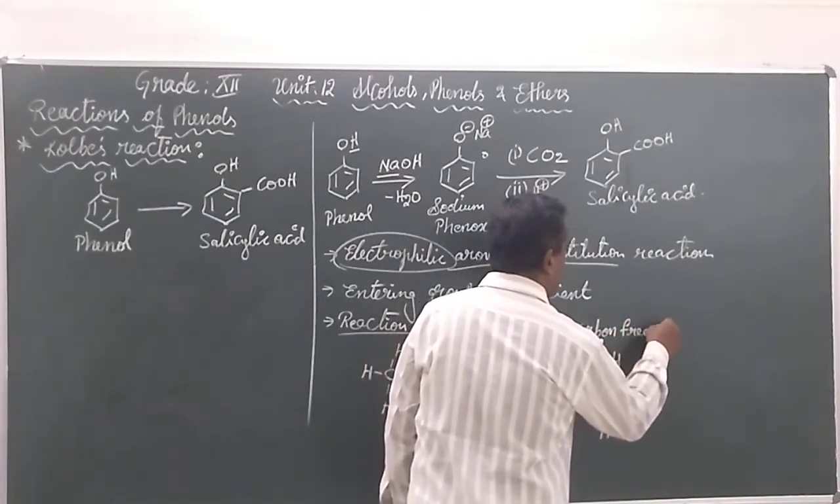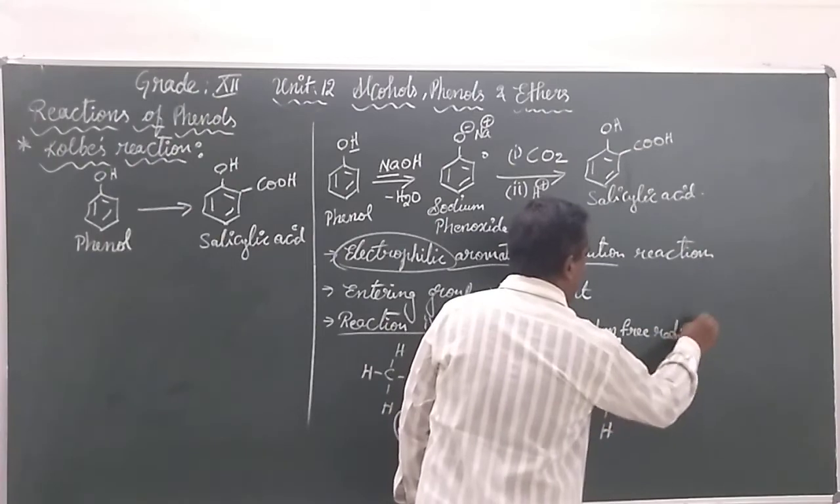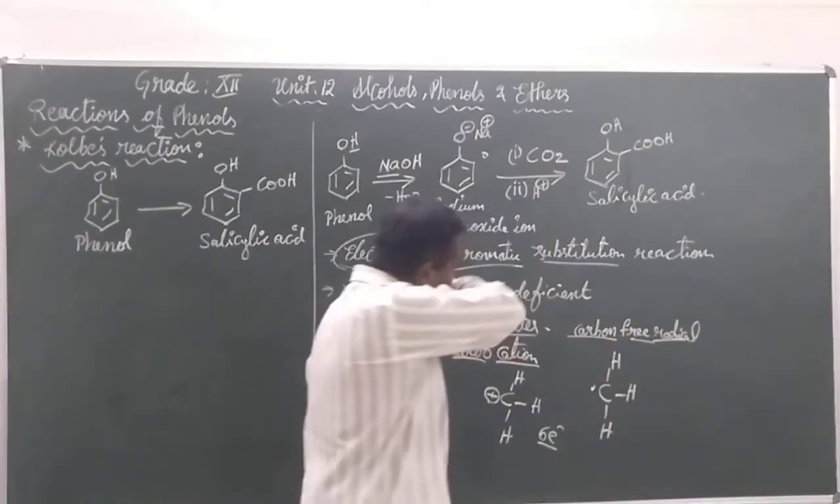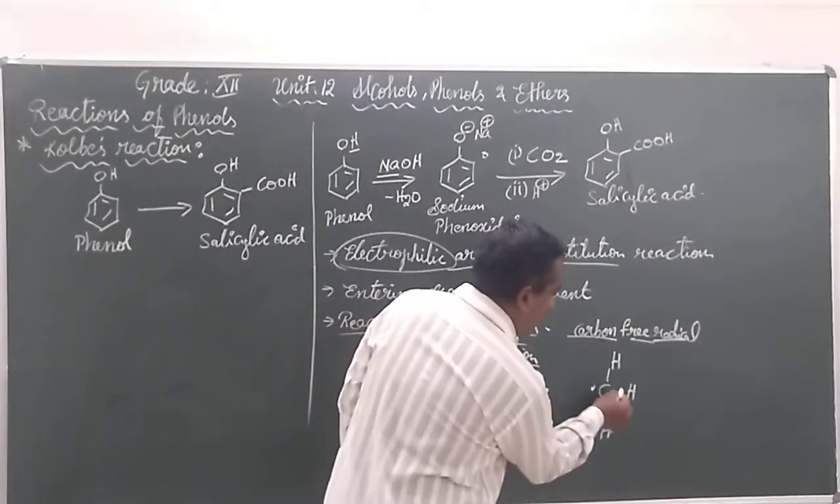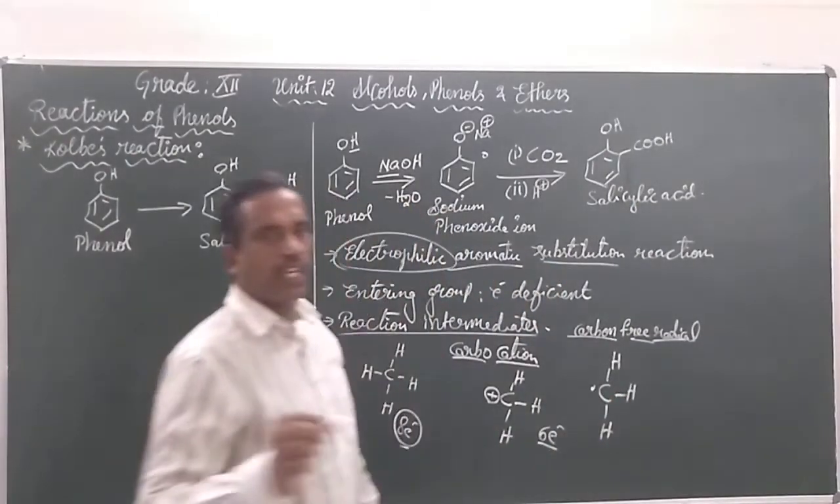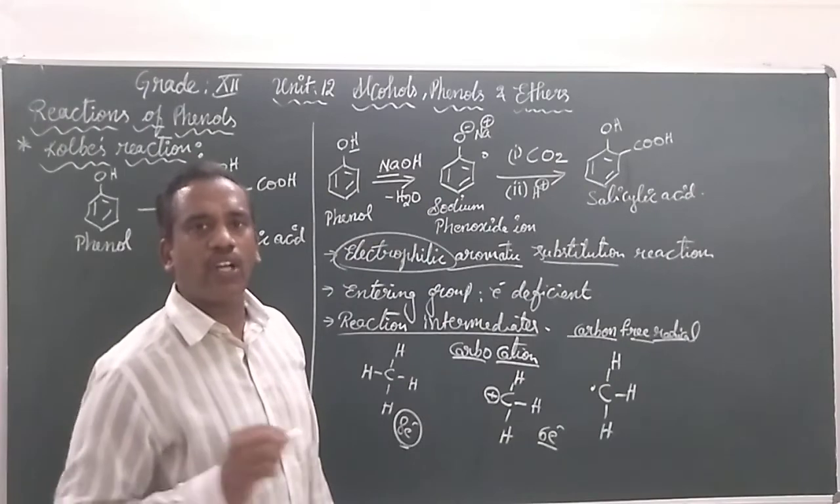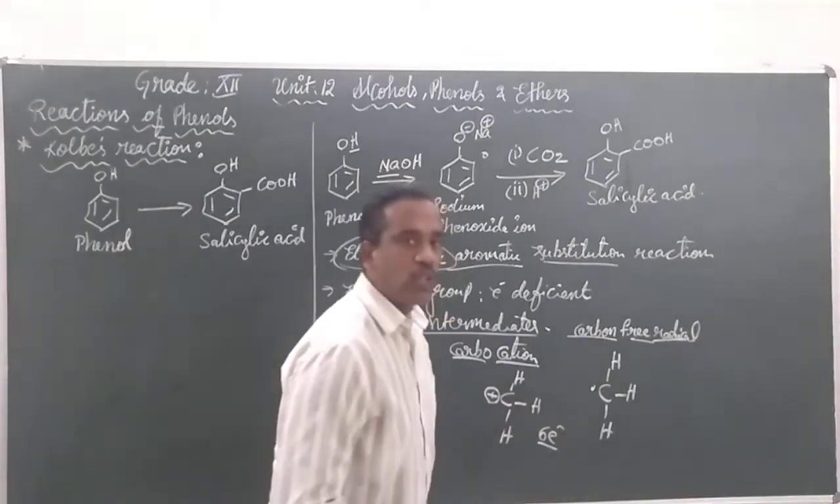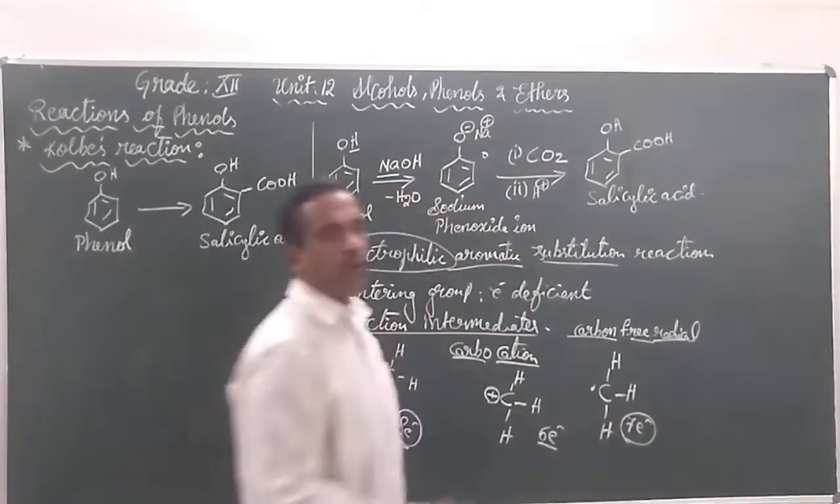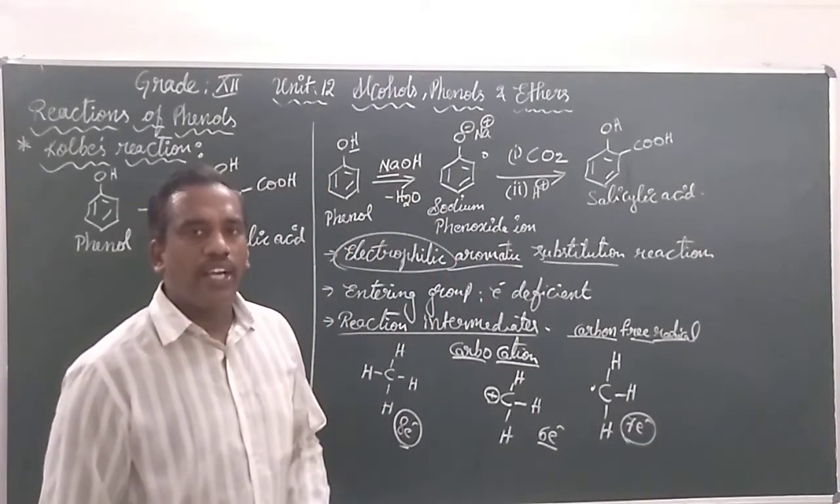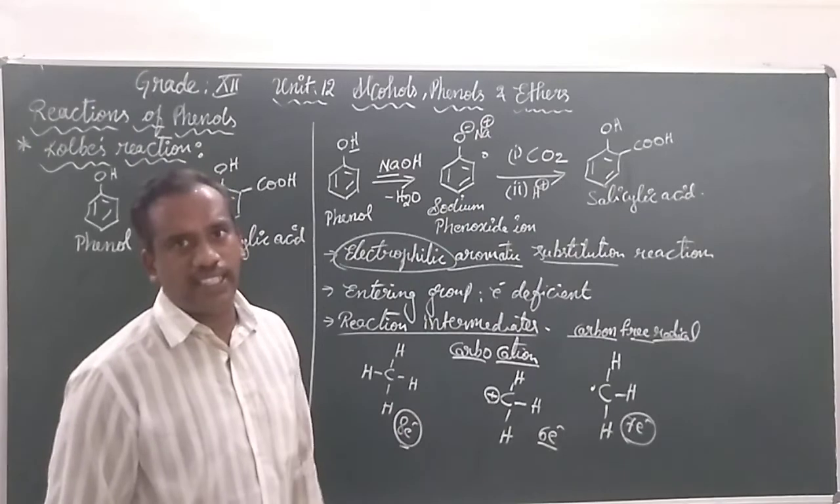What is this called? The carbon free radical. Now in this case, 3 bonds are there, meaning 6 electrons, and a single electron is also there. It has 7 electrons around it. So it is also an electron deficient center.